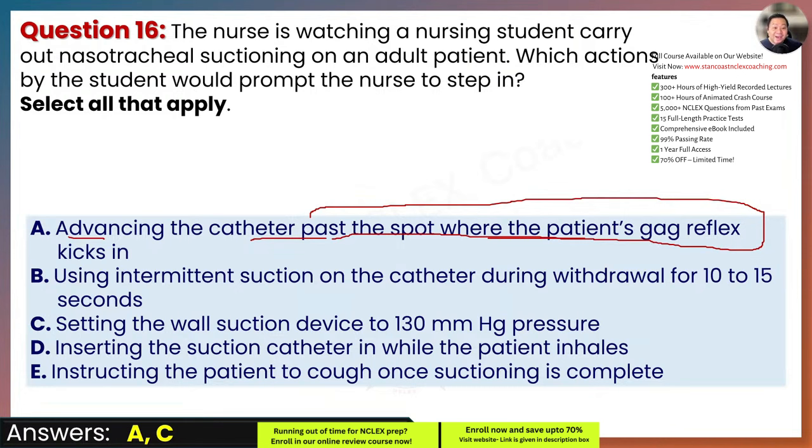And so you need to intervene on this option or this action right away. So you need to stop this. Now, what about letter C? Setting the wall suction device to 130 mmHg pressure.